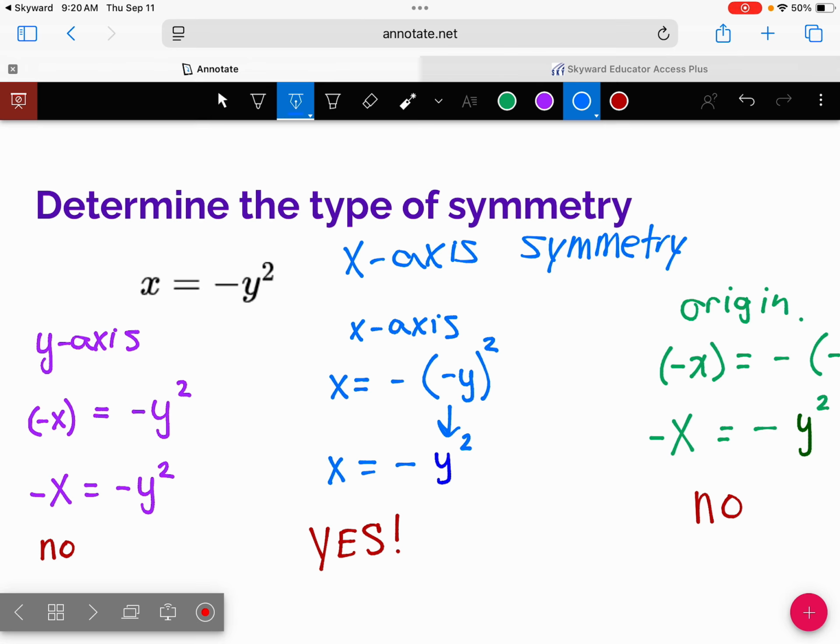Spelling is a suggestion, especially on the word symmetry. I always put way too many M's. Symmetry. It feels like too many M's. Even if it's just one, it feels like too many M's.